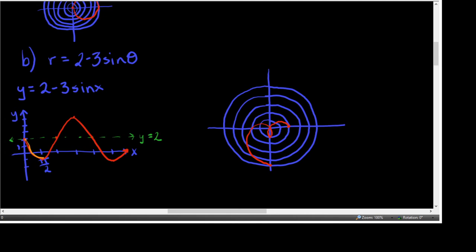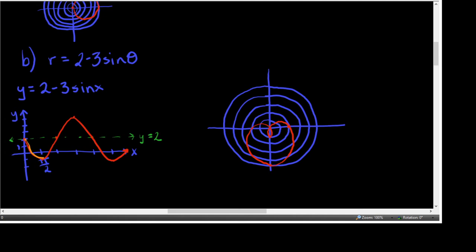Now, the last is at 2 pi, will be at 2. And at 2 pi, we're back to the positive x-axis. We're at 2, so we get back to the very first point that we plotted. And the radius is decreasing, so very smoothly draw a curve such that r is getting smaller and smaller and smaller, like that.